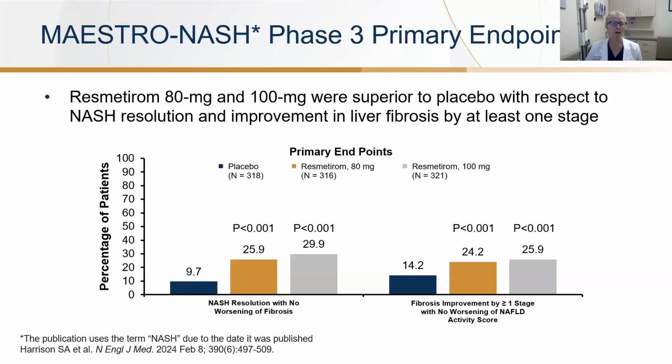So the primary endpoints, as I mentioned, we're looking at NASH resolution with no worsening of fibrosis. And we're looking at fibrosis improvement by at least one stage with no worsening of the NAFLD activity score.